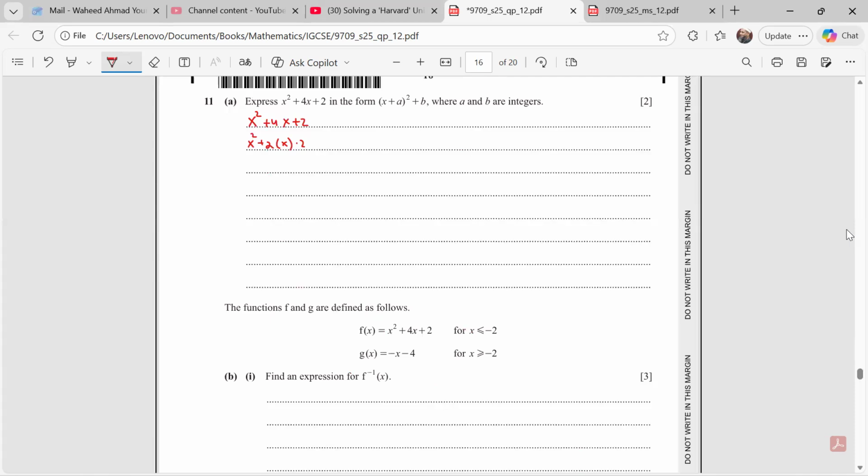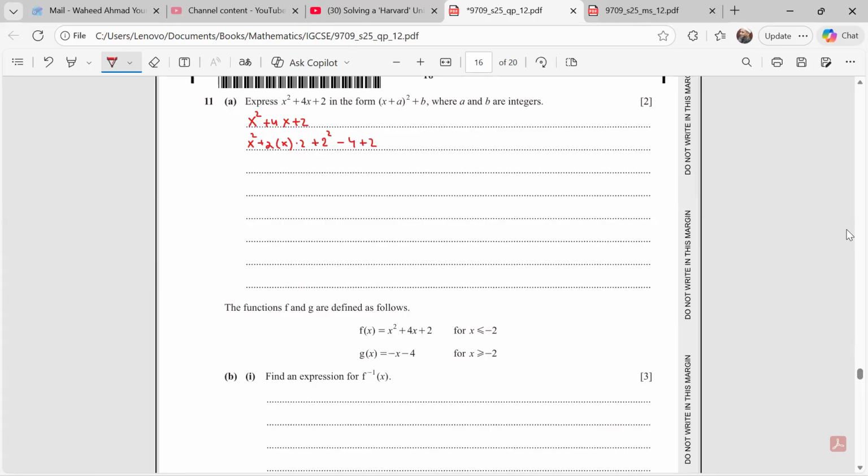You remember a squared plus 2ab plus b squared. So my b is 2. So I have to add 2 squared over here, right? Now this is an extra thing I did, so I will have to subtract it, minus 4. And I have to include this plus 2 as well.